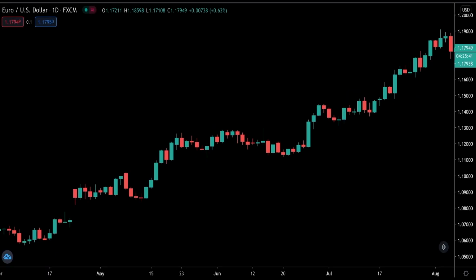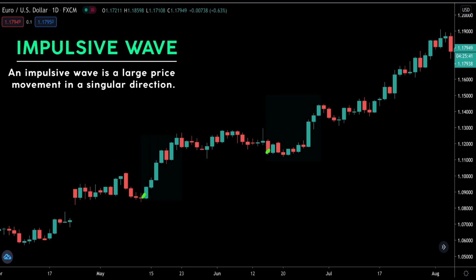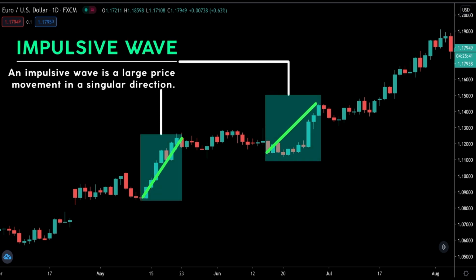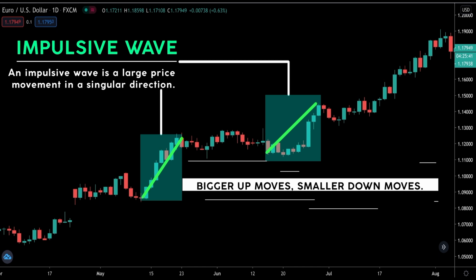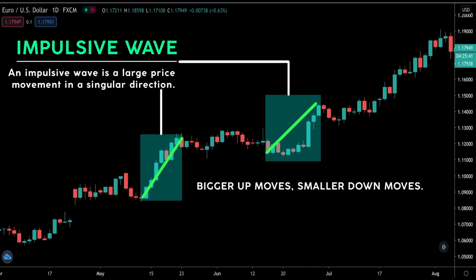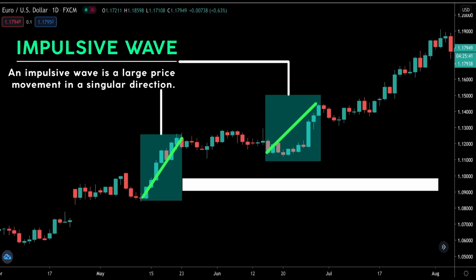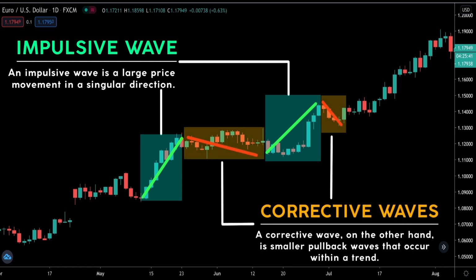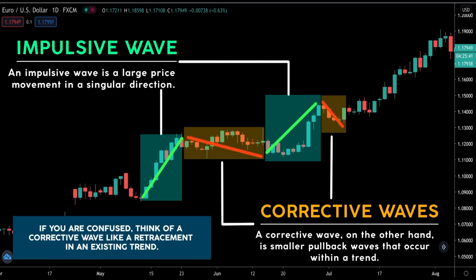First, let's define what an impulsive wave is. It is a large price movement in a singular direction. An instrument keeps trending higher whenever the moves up are larger than the moves down. Of course, the opposite is similar for an instrument trending down. The corrective wave, on the other hand, is smaller waves that occur within a trend. If you are confused, think of a corrective wave like a retracement in an existing trend.